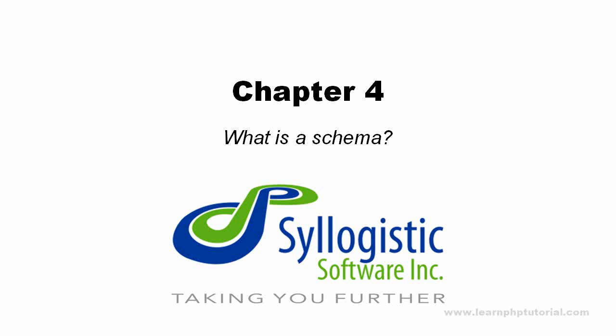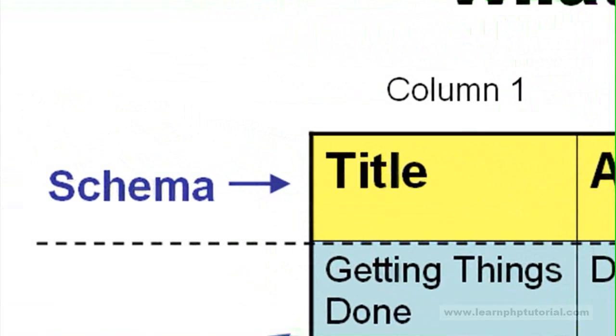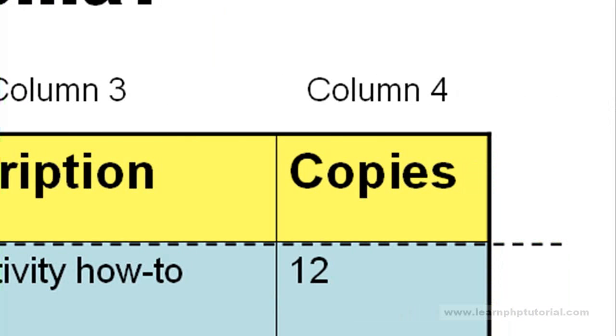What is a schema? A schema is just a way to organize data efficiently in a database. The easiest way to visualize how it works is to think of it as a header row in a table. Let's say you're creating a document listing some books in your personal library. You create a table with header rows title, author, and description. That is your schema.